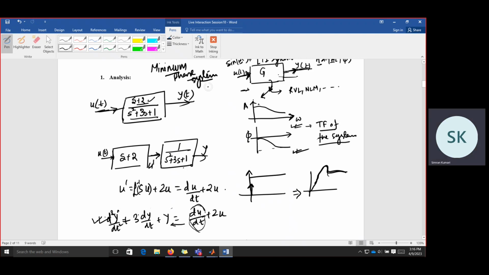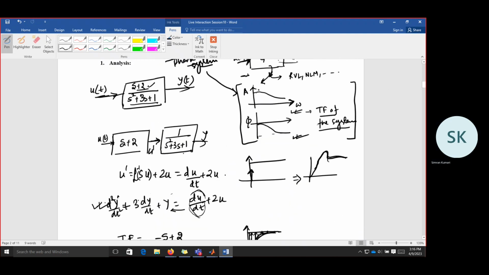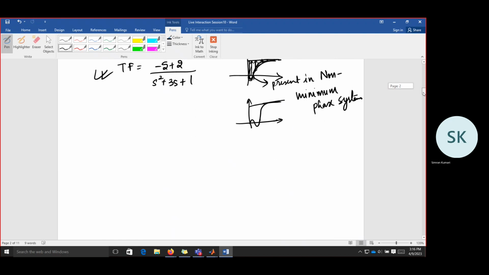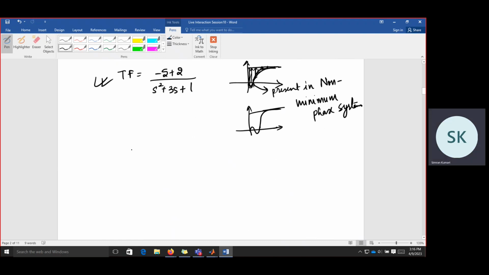For this minimum phase system, in the Bode plot the amplitude and the phase are uniquely related. But for a non-minimum phase system, we can have the same amplitude but with a different phase response. So let us analyze a few cases. Now we had these three systems. So let us say we have this one. This is one system we have.